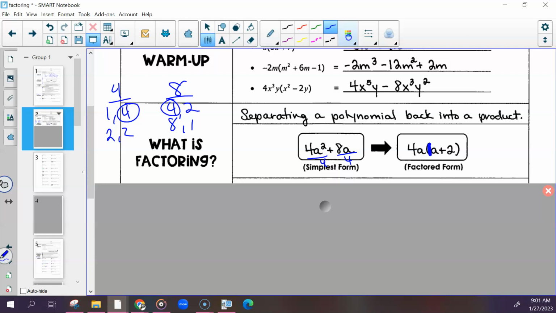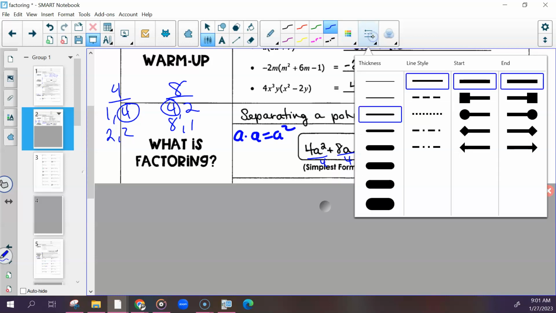Then if we're looking at the variables, a times a equals a squared. That's something we'll need to remember. So if there are 2 a's here and 1 a here, the most a's I can take out of both of them is just 1. I can't take 2 out of both of them because 1 doesn't have 2 to take from.